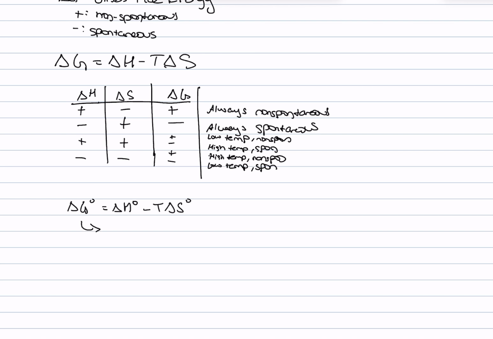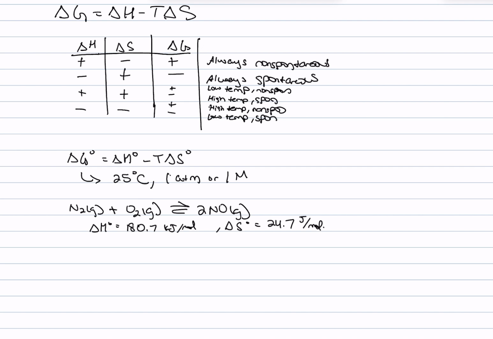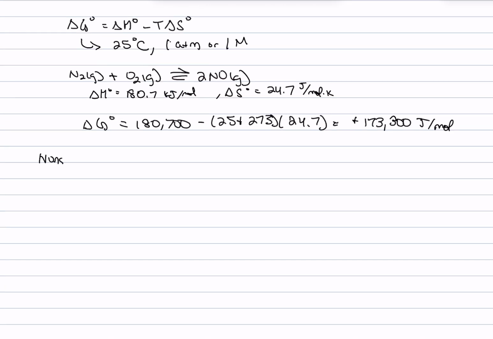Here I'm just rewriting the equation, and so these use standard states, and so we assume 25 degrees Celsius and 1 atmosphere or 1 molar. So if we're given delta H standard and delta S standard, we can just plug those values in and solve for delta G standard. But delta G can be non-standard as well, so for example, there could be a new temperature, and in which case we just plug in the new T and solve for the delta G standard for the new temperature.